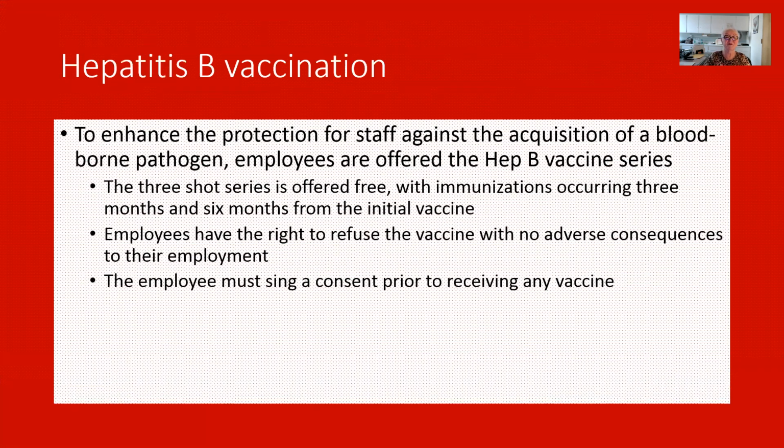To enhance the protection for staff against the acquisition of a bloodborne pathogen, employees are offered the Hep B vaccine series. The 3-shot series is offered free, with immunizations occurring 3 months and 6 months from the initial vaccine. Employees have the right to refuse the vaccine with no adverse consequences to their employment. The employee must sign a consent prior to receiving any vaccine, and I do have those available.